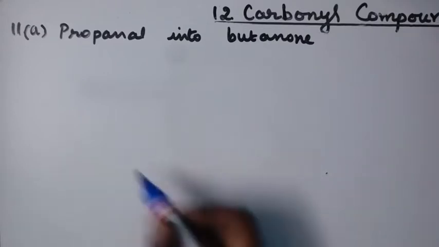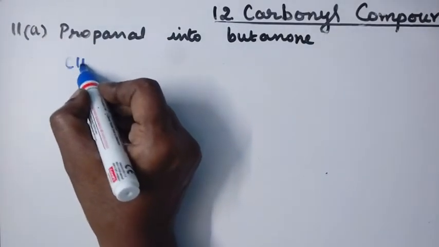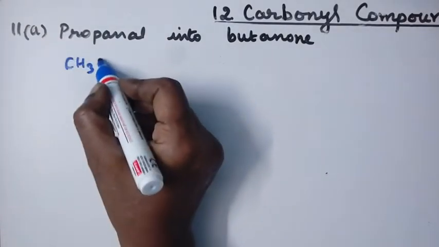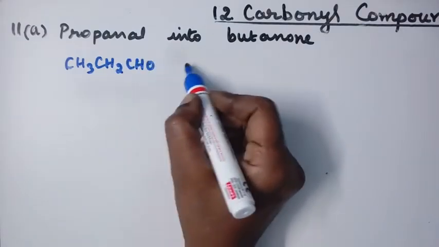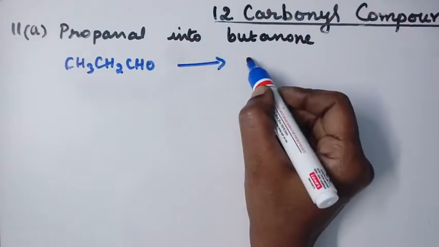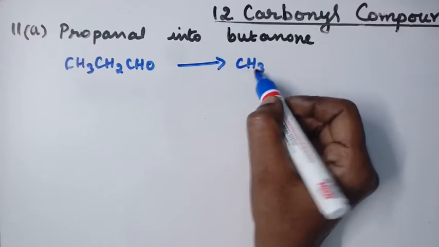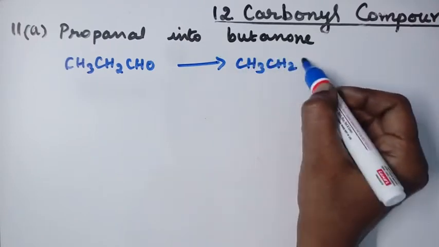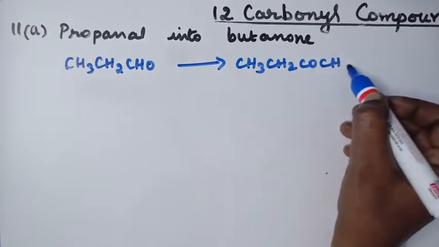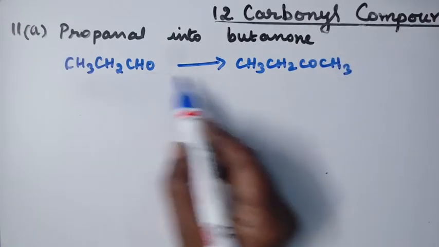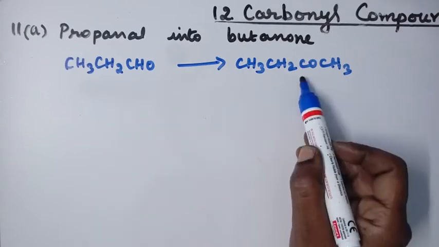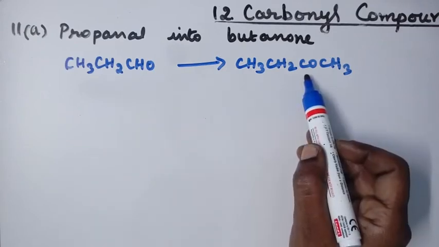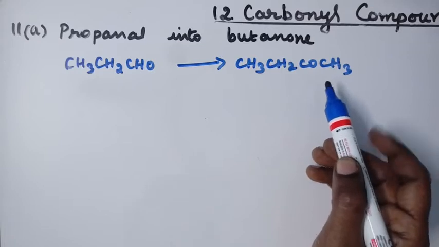Propanal into butanone. The formula for propanal is CH3CH2CHO, with 3 carbon atoms, and butanone is CH3CH2COCH3. So there is an increase in the number of carbon atoms. Propanal has 3 carbon atoms, butanone has 4 carbon atoms.